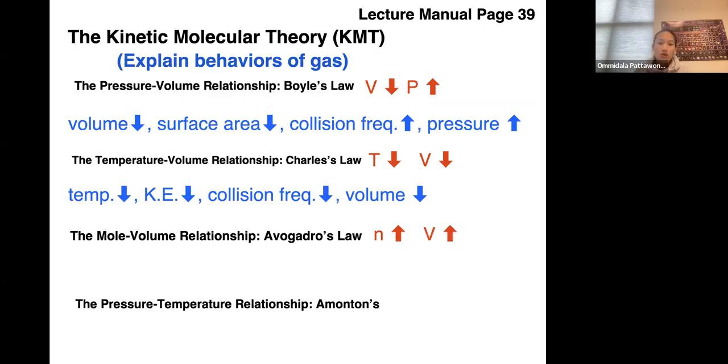Okay. So with the mole-volume relationship, as the number of moles increases, more molecules of gas are going to increase the number of collisions. Therefore, in this case, the volume is going to increase as well.